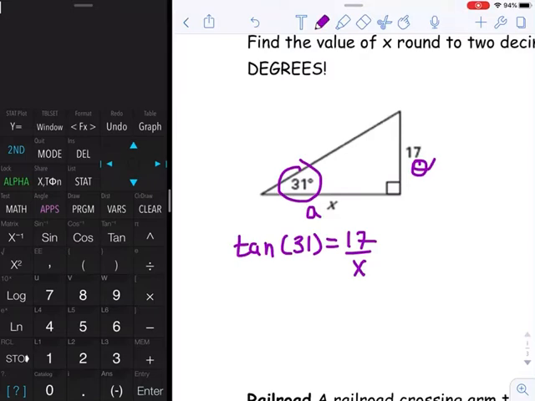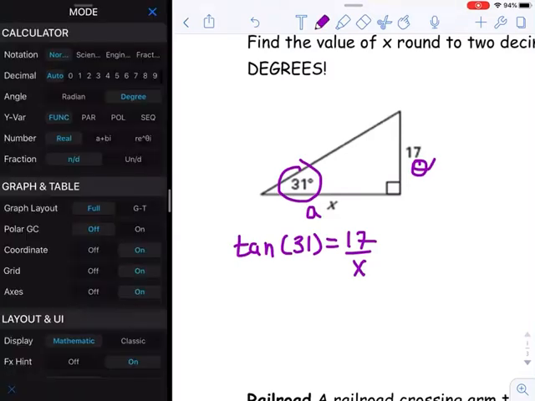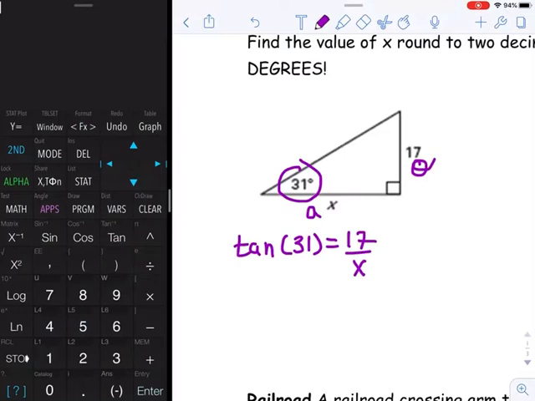On my calculator, I want you to do this. First off, mode. See how I'm in degrees? There's radians, there's degrees. See what I'm flopping back and forth? We want to make sure we're in degrees. Radians is something you'll talk about in future math classes. We want degrees. So I'm in degrees.